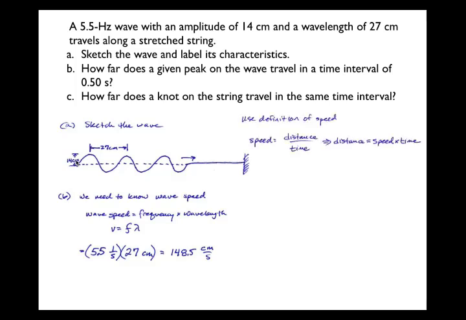If it is doing so for half a second, we can again say the distance that it traveled is equal to the speed times the time. That's 148.5 centimeters a second for half a second, and that works out to be 74.25 centimeters.